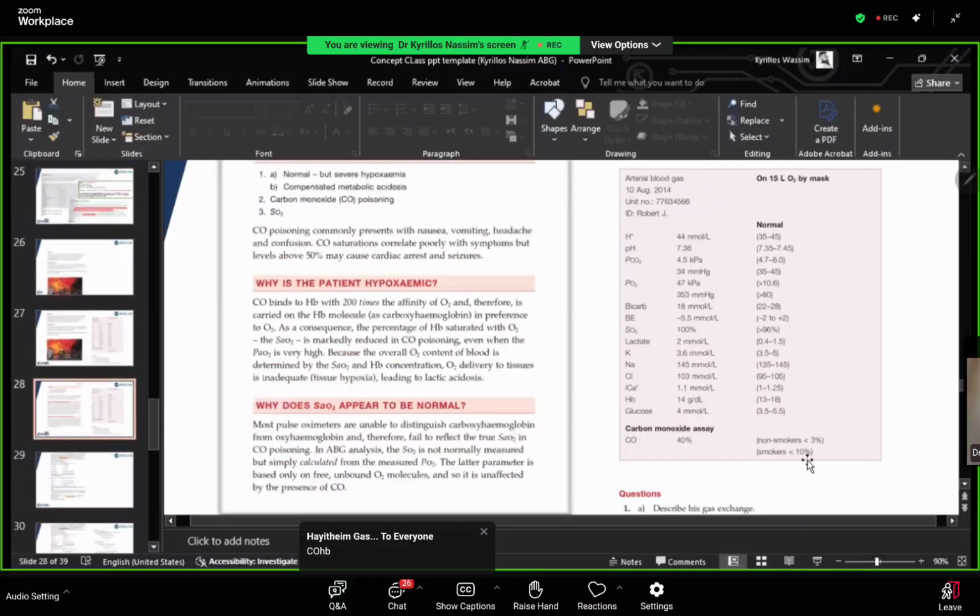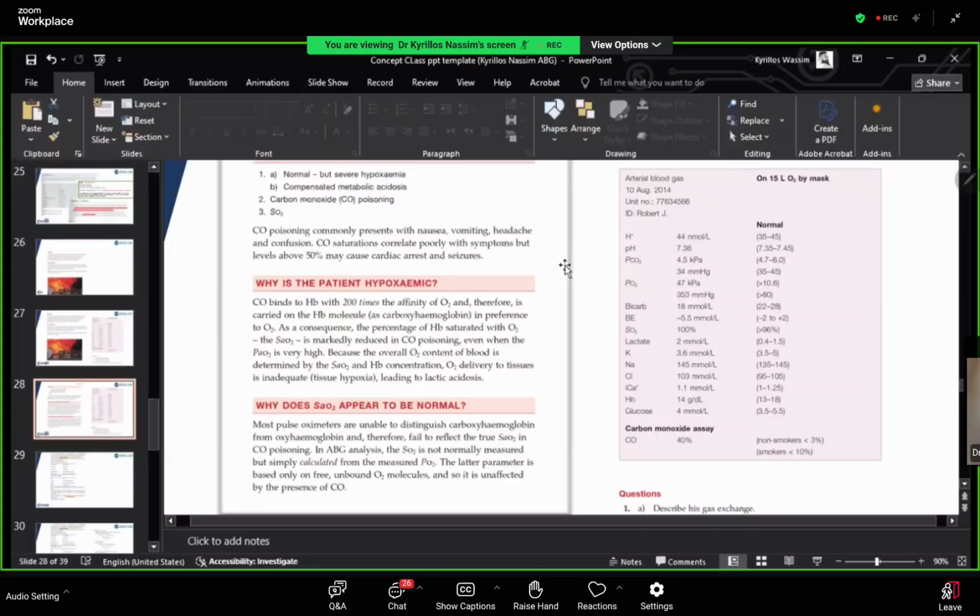So why is this patient hypoxemic? Because carbon monoxide binds to hemoglobin with 200 times the affinity of normal oxygen, and therefore it is carried on the hemoglobin molecules in preference to oxygen. As a consequence, the percentage of hemoglobin saturation with oxygen is markedly reduced in carbon monoxide poisoning.